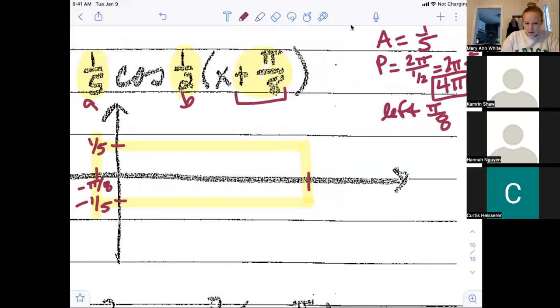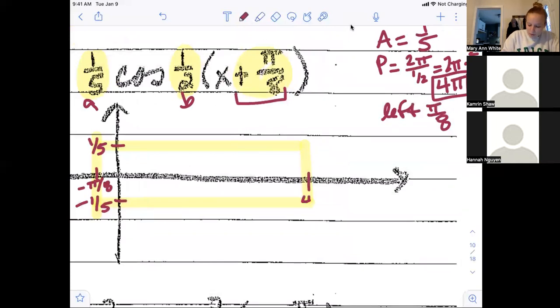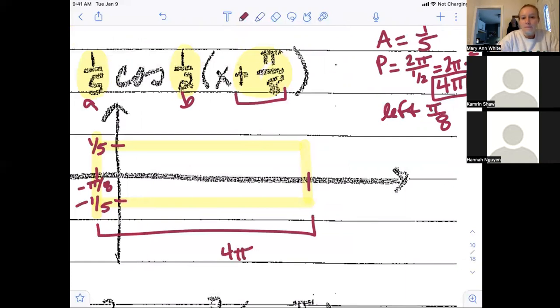This is probably the hardest part for us: this is not 4 pi. This, together with this pi over 8, all is 4 pi. Instead of starting at 0 and ending at 4 pi, I'm shifting everything over pi over 8. So instead of ending at 4 pi, this point right here is essentially 4 pi minus pi over 8. We're just moving to the left pi over 8. I think this is the easiest way of thinking about what this point is.